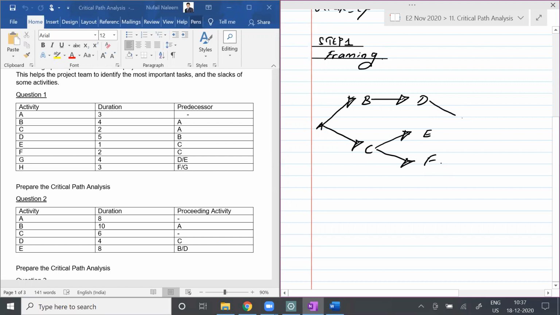Now, Malik, if you observe, if you want to produce the activity G, you need to complete what? D and E. D and E should give you G. And if you want to have H, what should give you? F and G. F and G should give you H. This is only known as what, Malik? Framing. Are you fine with the framing? Yes. Students, if you don't mind, can you take the framing, please?